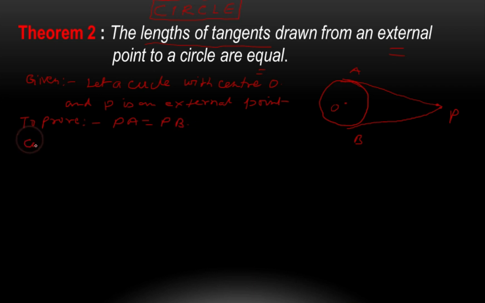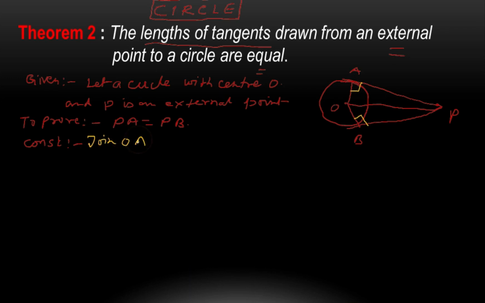For that we have to do one construction. The construction is: join OP, join OA and join OB. Here PA and PB are tangents and OA and OB are the radii. According to the first theorem we have already proved, this angle should be 90 degrees. So in construction we write: join OA, OB and OP.